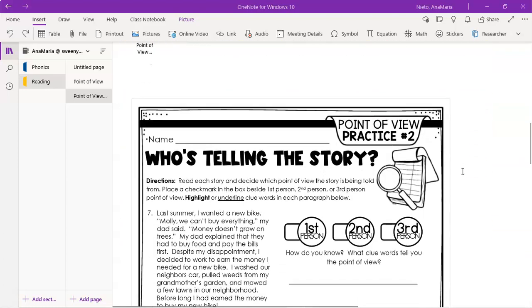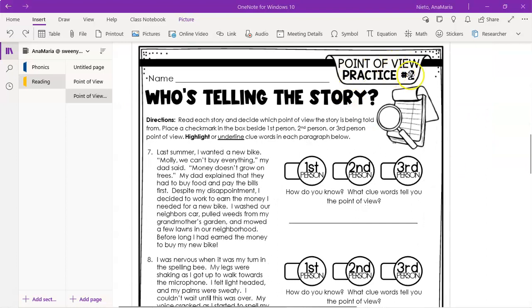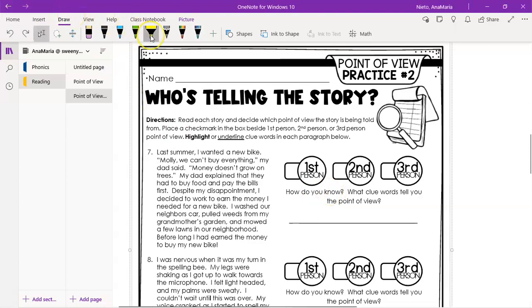So everyone should have this handout, point of view, practice 2. We're going to do the front page together, and then you're going to do the back of the page on your own. So just like yesterday, we're going to read, and I'm going to highlight some clue words to help us figure out.